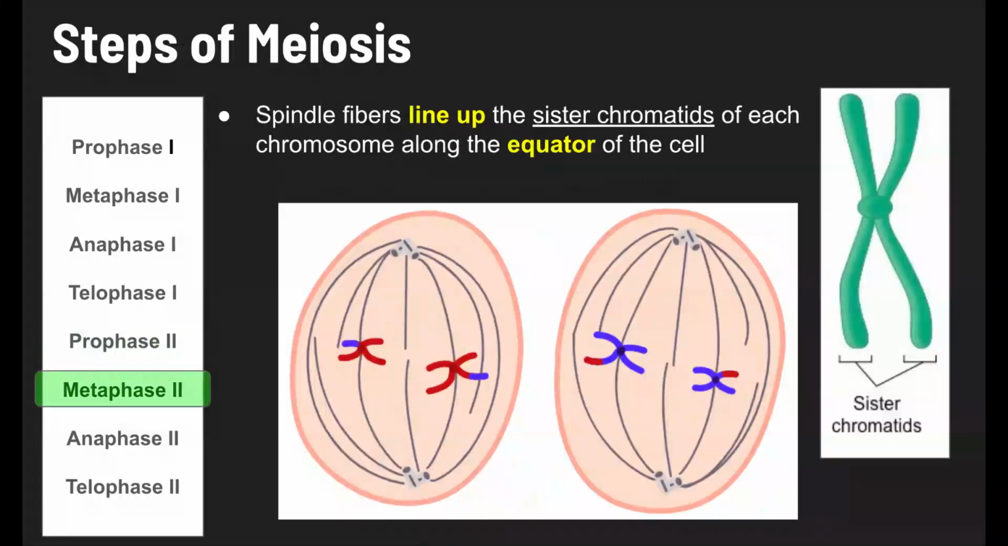In metaphase 2, the spindle fibers pull the chromatids to where they're lined up right in the middle along the equator of the cell. Now, I used a word there, chromatids. So you'll notice here's a chromosome, but the left side represents one sister chromatid and the right side represents one sister chromatid. So in metaphase 2, the chromosomes are lined up down the middle of the cell, and each chromosome is made up of two sister chromatids.